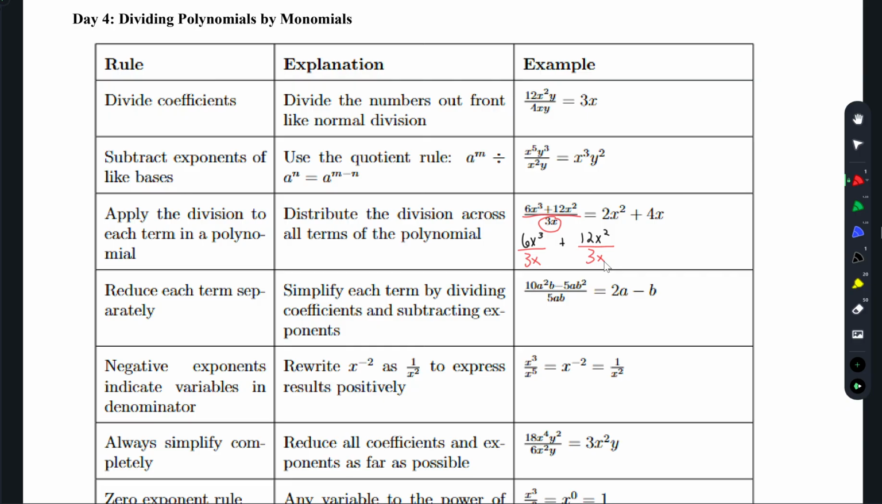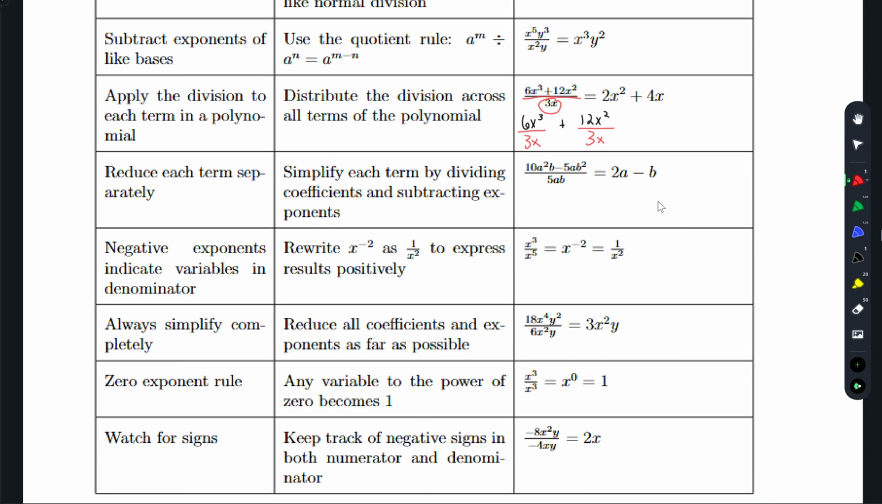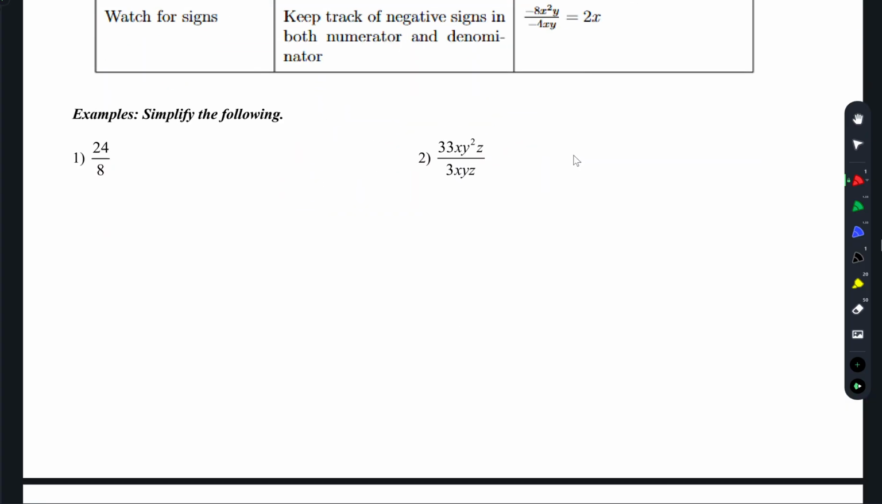So you take the first term, divide by 3x, plus the second term, divide by 3x, and then you get your answer. And the same thing with subtraction. You just do them both separately. So all this other stuff is old news that we've done already. So I think it's just easier to see an example.